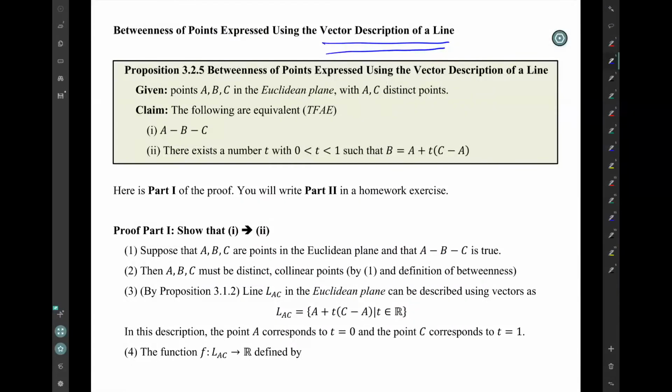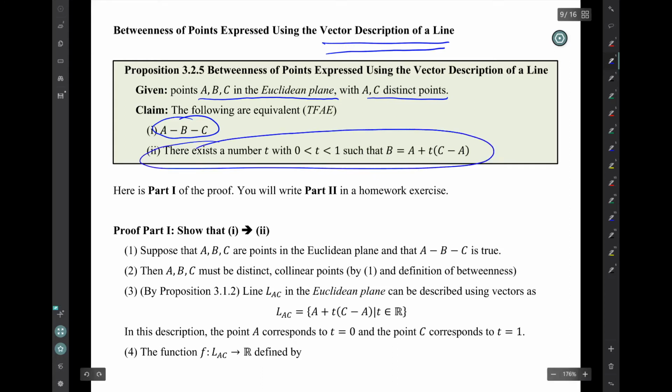So proposition 3.2.5 says this: given 3 points in the Euclidean plane with A and C distinct, the claim is that these two statements are equivalent. B is between A and C, and this statement: there exists a number t between 0 and 1 such that the point B can be written this way using a vector description.